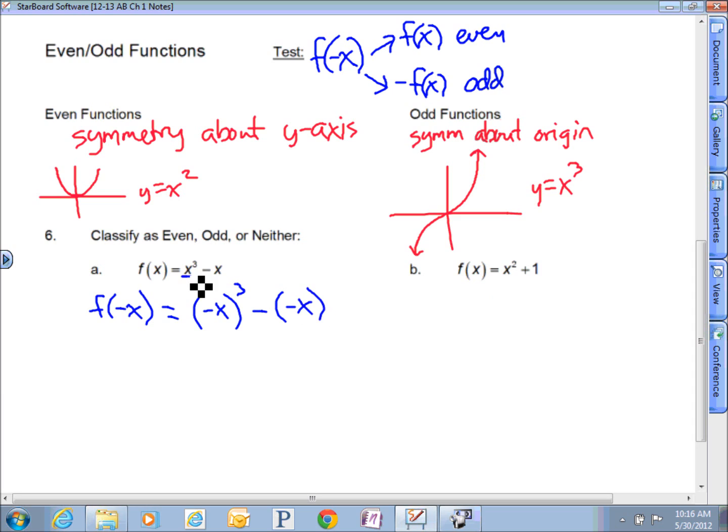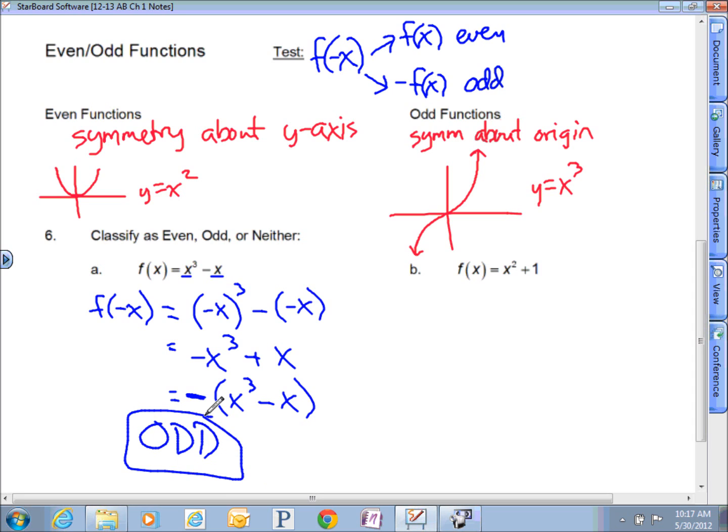So here we had two variables. We replaced them both with the opposite of x. If we clean that up, a negative number cubed is still negative, and now I'm adding. How does that result compare with my original function? Looks like if I factor a negative out of both of those, I would have exactly the opposite of what I started with. And if that's the case, this is an odd function.